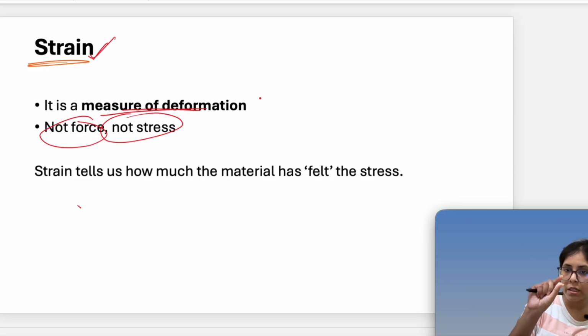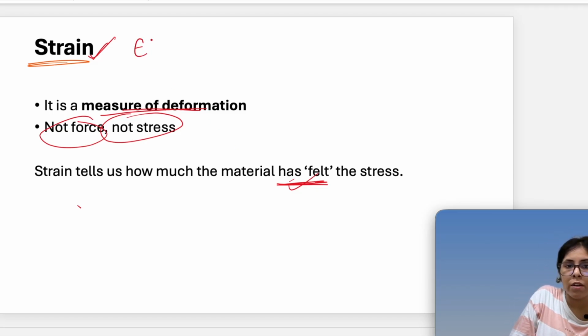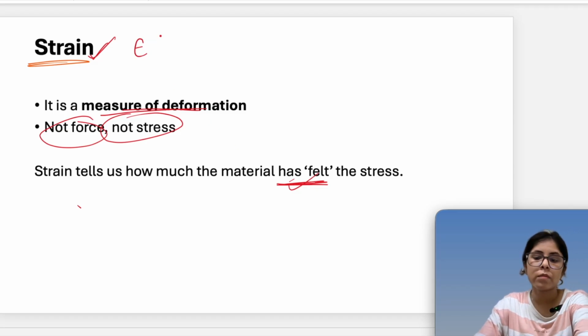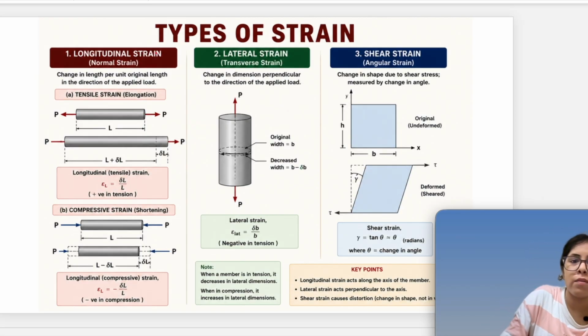How much deformation is there? Depending on that, we can calculate how much stress was on the body. So strain tells us how much the material has felt the stress, right? A strain will be denoted by epsilon. Now we have three types of strains. We have longitudinal strain, which we'll also call normal strain, lateral or transverse strain, and shear or angular strain.